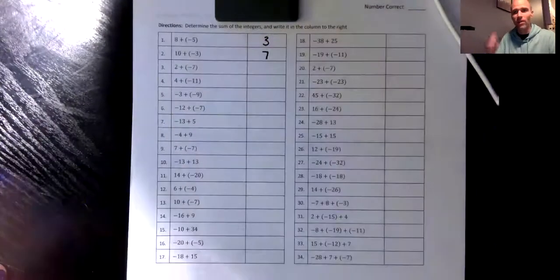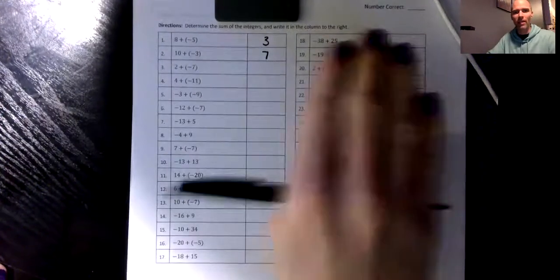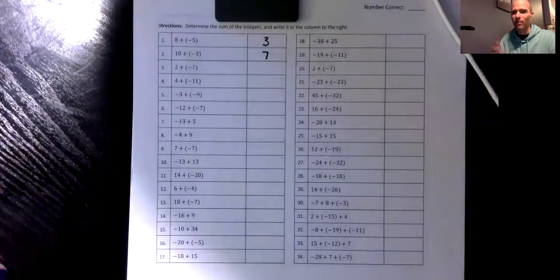I apologize for the way this document camera constantly zooms in and out. Every time I put my hand there, it wants to focus and not focus, which is really annoying. Nothing I can do about it.